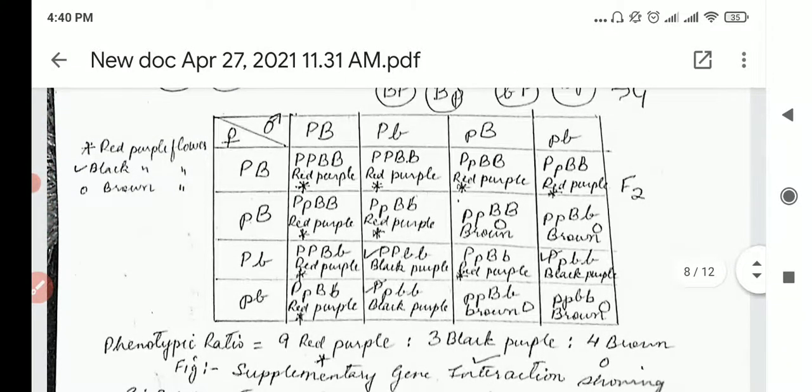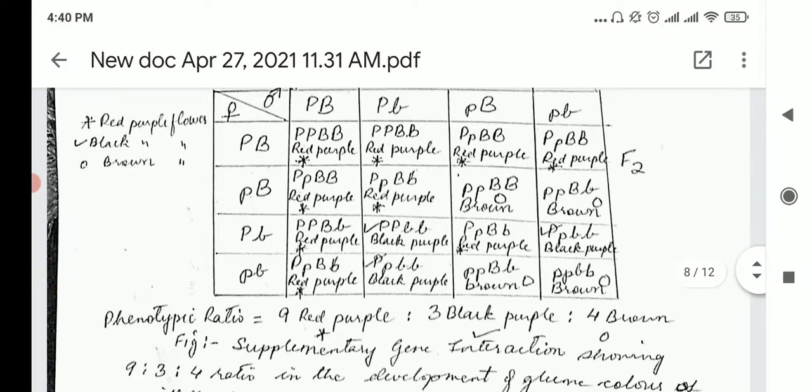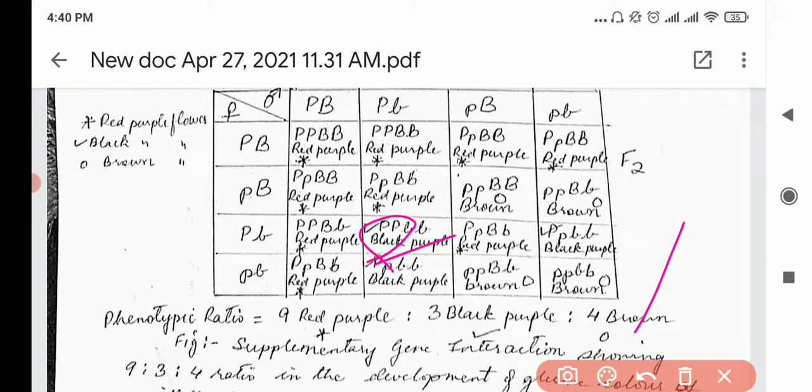You will see that if only capital P is there, it will be black, because P produces some effect. If only capital B is there, it produces brown only. It behaves like a recessive. If all are recessive, also brown. If capital B only is present, also brown. Capital B alone behaves like a recessive allele. You get it? If P and B are both there in capitals, meaning dominant, we get red purple.